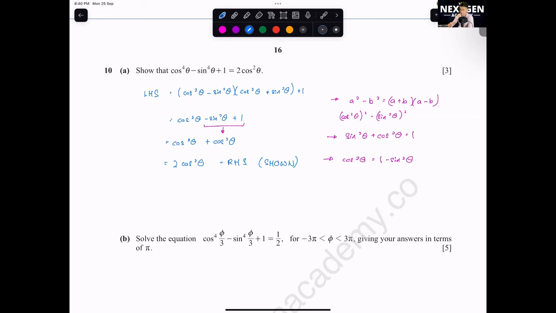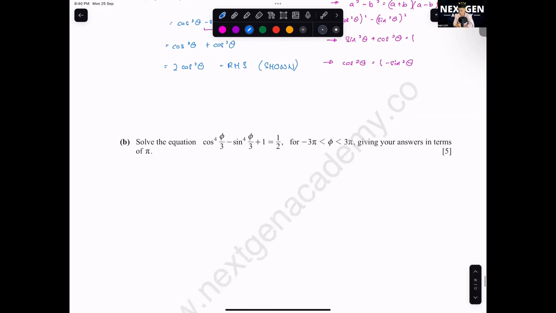Okay, one last one. Question B. Solve the equation. You look at the previous one and this is similar. The only thing different, theta becomes 5 over 3, and then we want to solve for negative 3 pi to 3 pi. So let's convert it to 2 cos square theta first. So now it'll be 2 cos square 5 over 3, which equals 1 over 2. So here, negative 3 pi to 3 pi. As mentioned, every single paper also will confirmed have one trigo question like this.